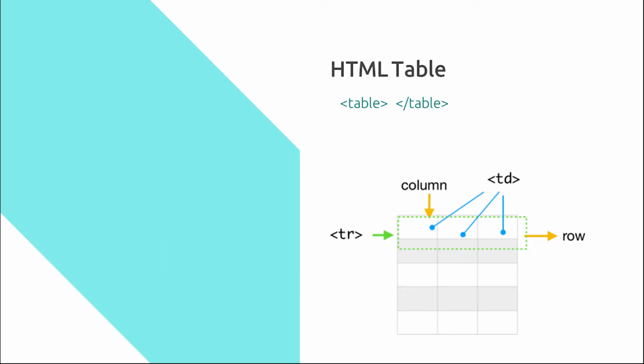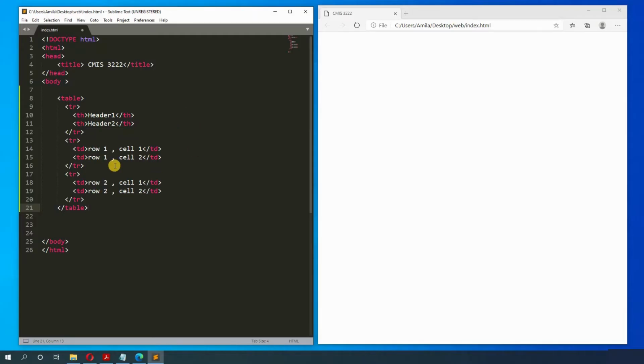HTML table. Table tag. TR tag for table rows. TD tag for table columns. Open and close table tags. TR tags for table rows. To show the table borders, add a border value. Now you can see the table clearly.